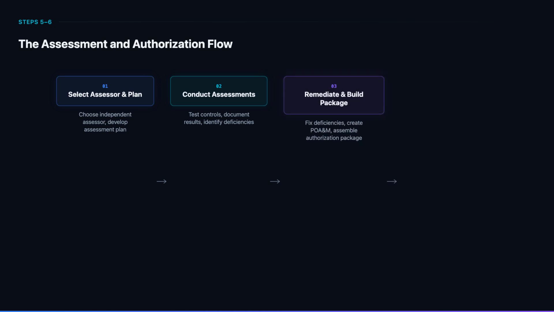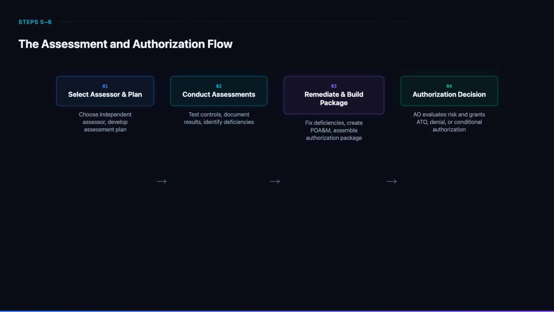After assessment, you remediate identified deficiencies and create a plan of action and milestones, the POA&M, for any remaining items. Then you assemble the authorization package: the system security plan, assessment report, and POA&M. This package gives the authorizing official everything they need to make an informed risk decision.